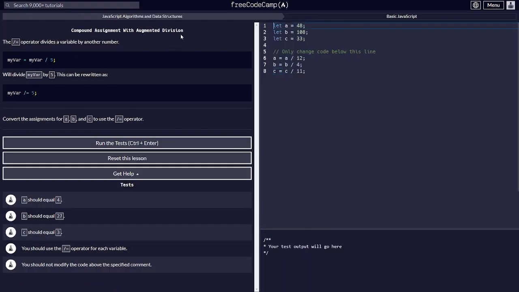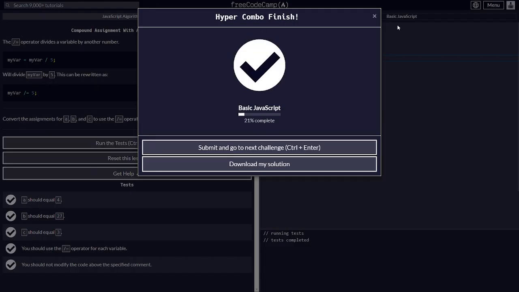Compound assignment with augmented division. The divide equal operator divides a variable by another number. We'll divide my var by 5. This can be rewritten as my var divided equal 5. Convert the assignment. Okay, so I want to do this on all three. And we want to delete this. Okay.